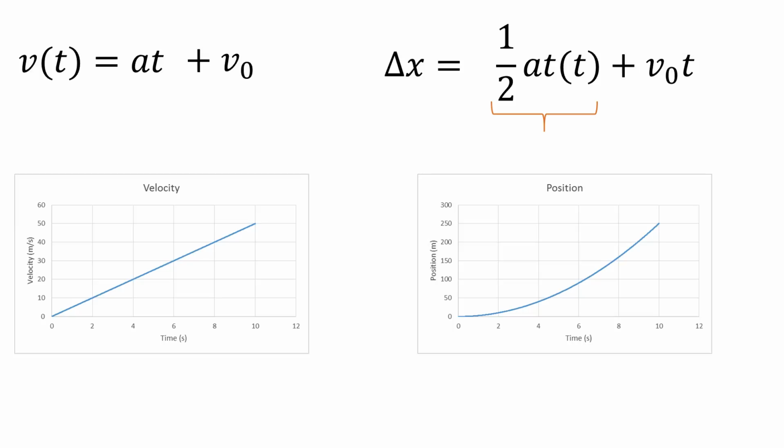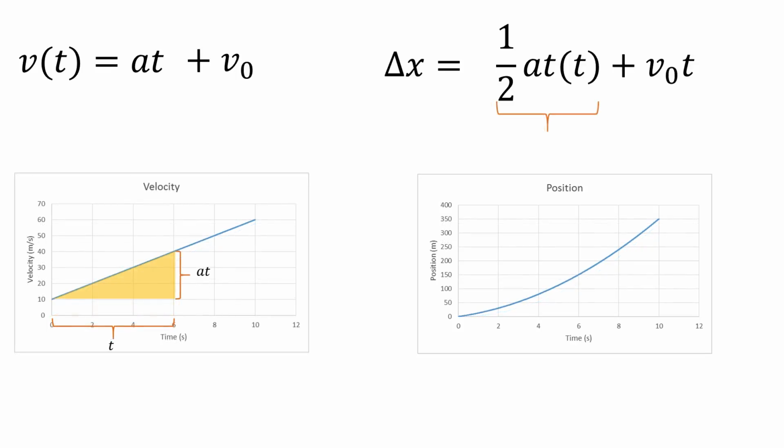The width on the x-axis is just t. Multiplying the two together yields the area of a rectangle, exactly half of which is beneath the curve. 1/2 base times height yields the area of the triangle under the curve, which is precisely what my displacement function gives.